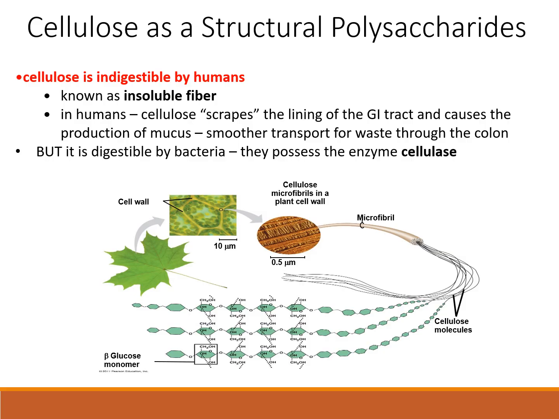In humans, we can't digest cellulose. It's known as an insoluble fiber. But what it does is it scrapes the lining of our GI tract, specifically the large intestine, and causes the production of mucus by the large intestine, so that we get a smoother transport of waste through the colon. But again, it is digestible by bacteria because they make the enzyme called cellulase. So I guess if you wanted to digest cellulose, you could take these bacteria, introduce them to your large intestine and hope that they will take up residence, and then you could start chewing grass.